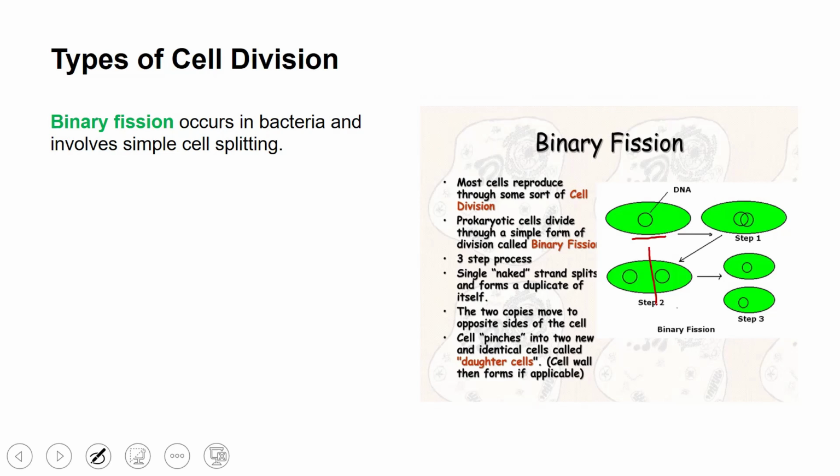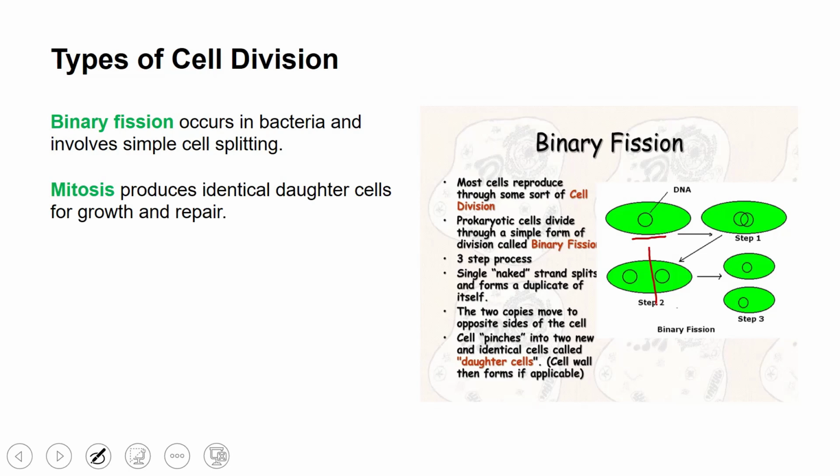The single DNA strand splits and forms a duplicate of itself. For example, you see this is the DNA. So the single double-stranded DNA divides itself and forms a duplicate of itself. And then the 2 copies move to opposite sides of the cell. And then the cell divides into 2 new and identical cells called daughter cells. A cell wall then forms, if applicable, after the division, for those that have a cell wall.